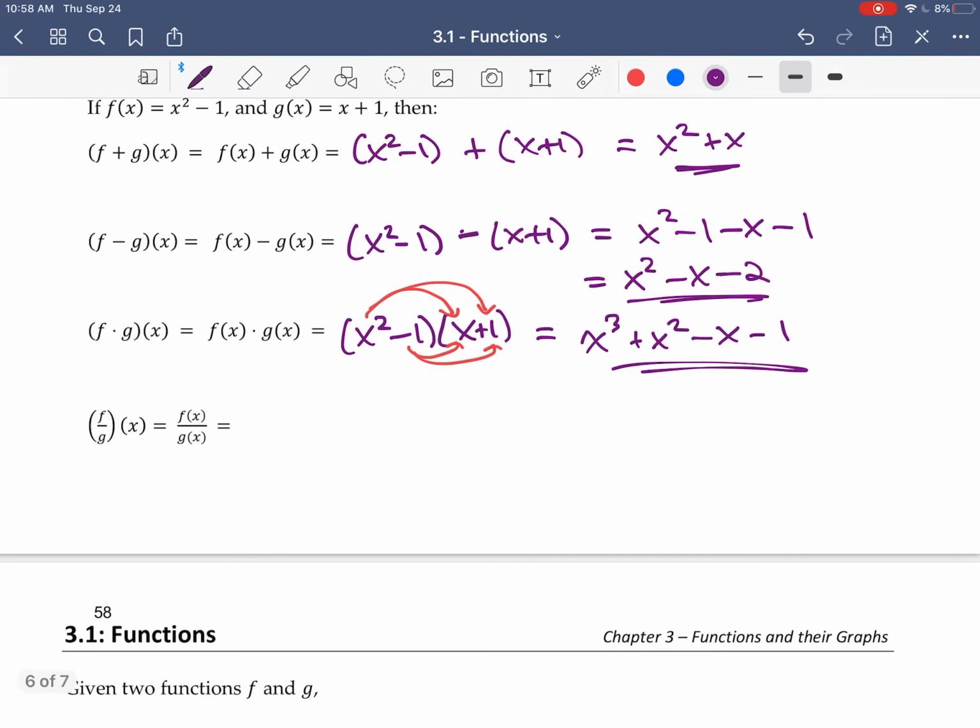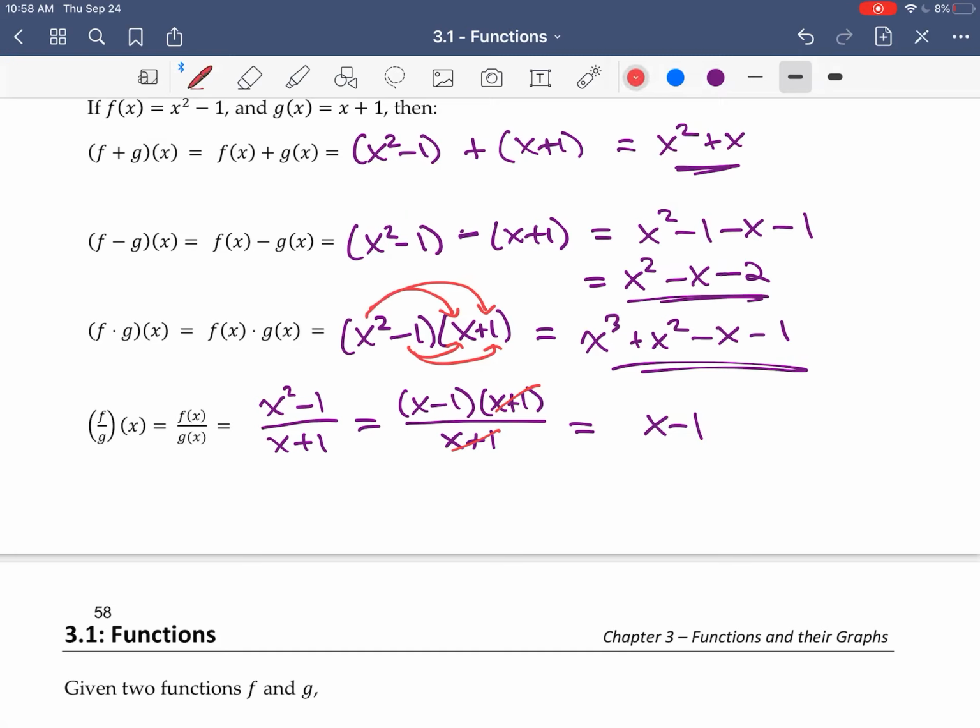Okay, the division, so f of x is on the top here, divided by g of x. So that's what it looks like. Here we could actually simplify it. So it's going to be x, I can factor the top as x minus 1, x plus 1 over x plus 1, and now I can cancel those. So it's just equal to x minus 1.